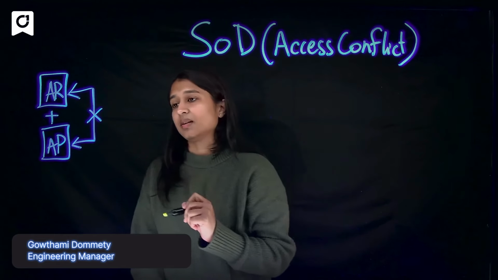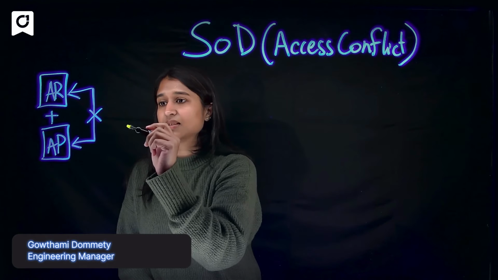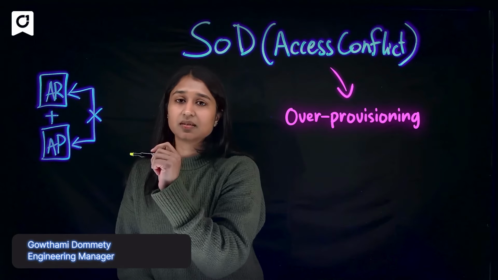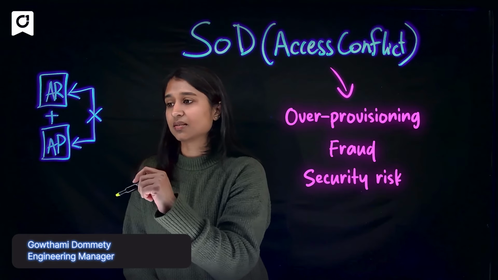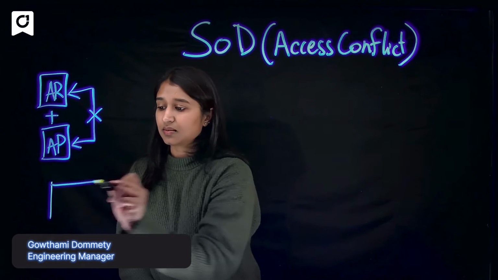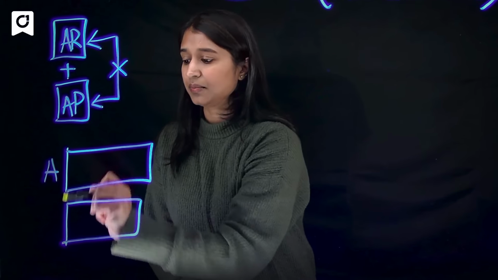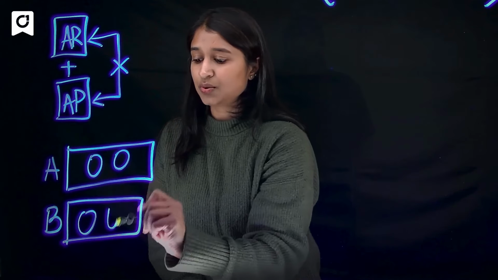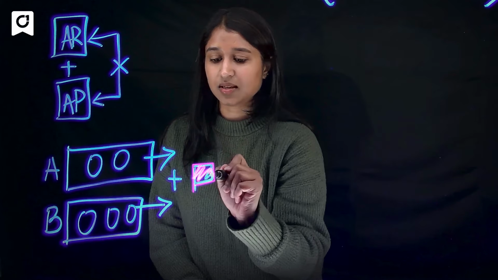We generally would like to prevent access conflicts because they result in over-provisioning of a user, result in fraud in some cases, and are, in general, a security risk. In ConductorOne, it's easy to set up access conflicts. You have two groups of entitlements, and if a user is granted any entitlement in both of these groups, it results in an access conflict.